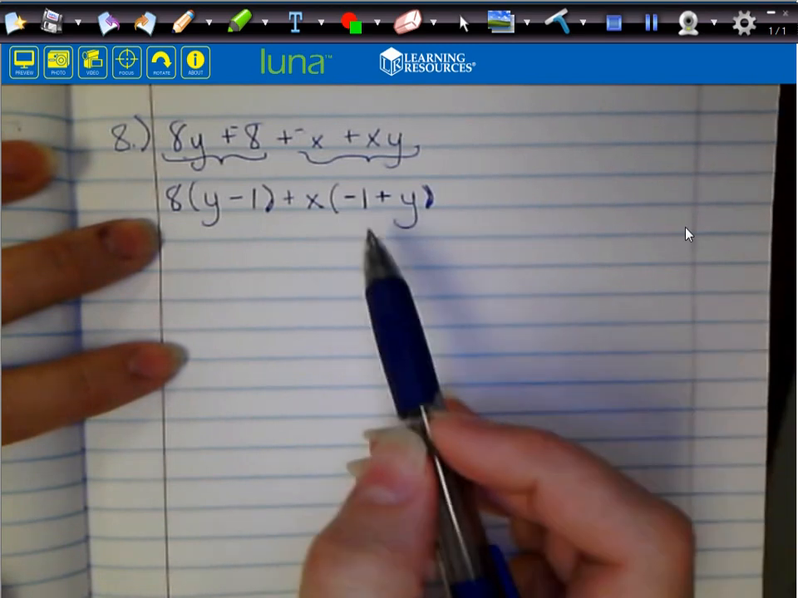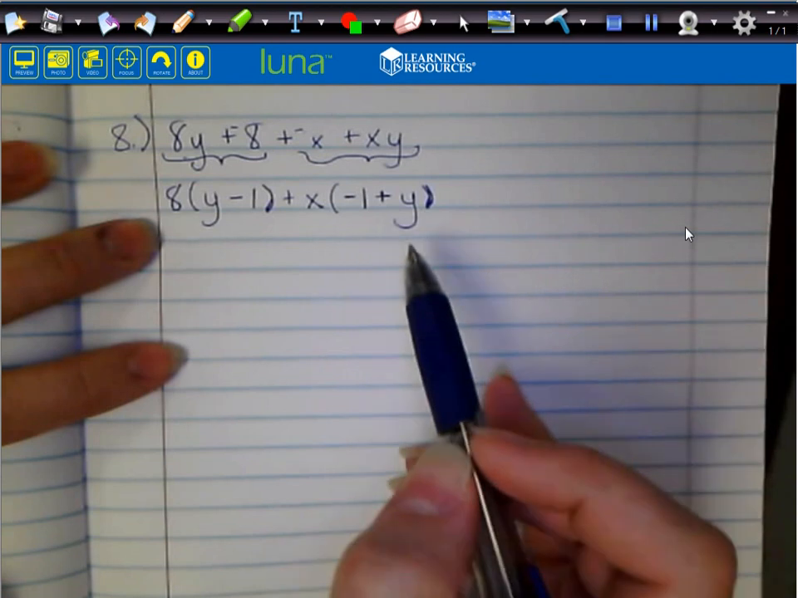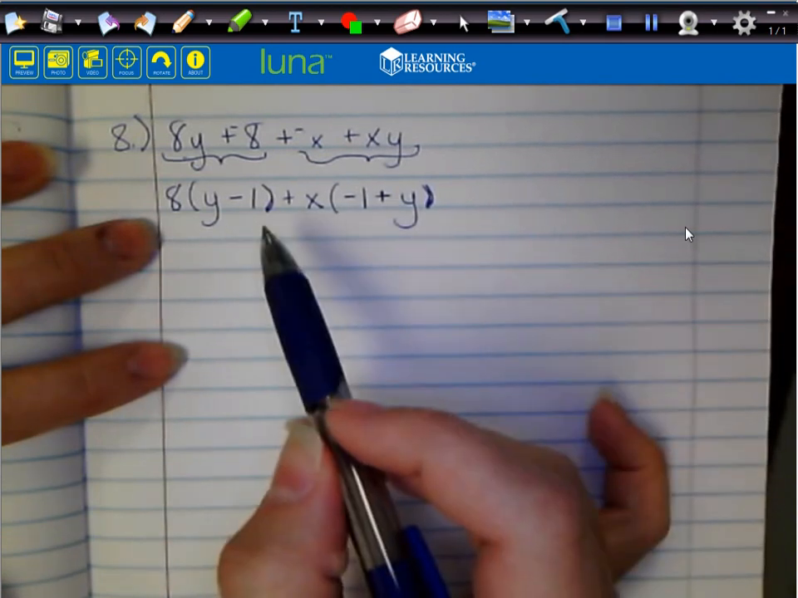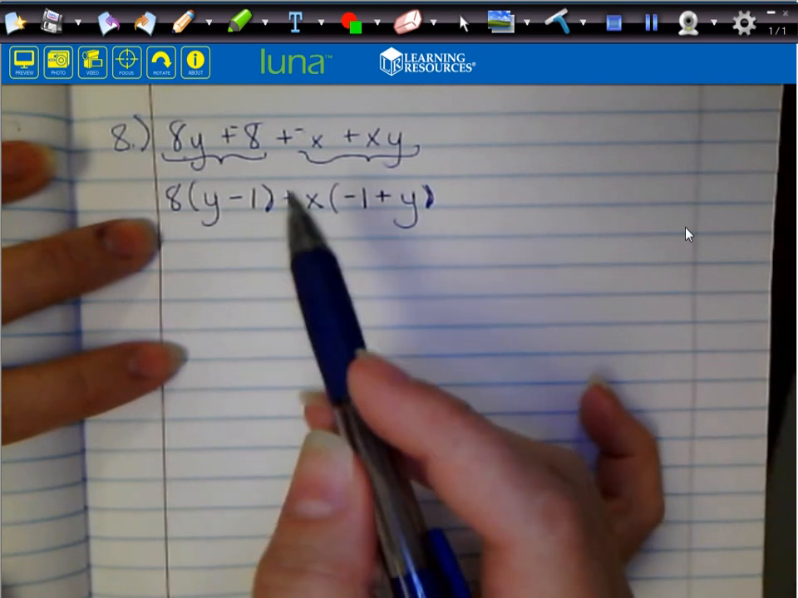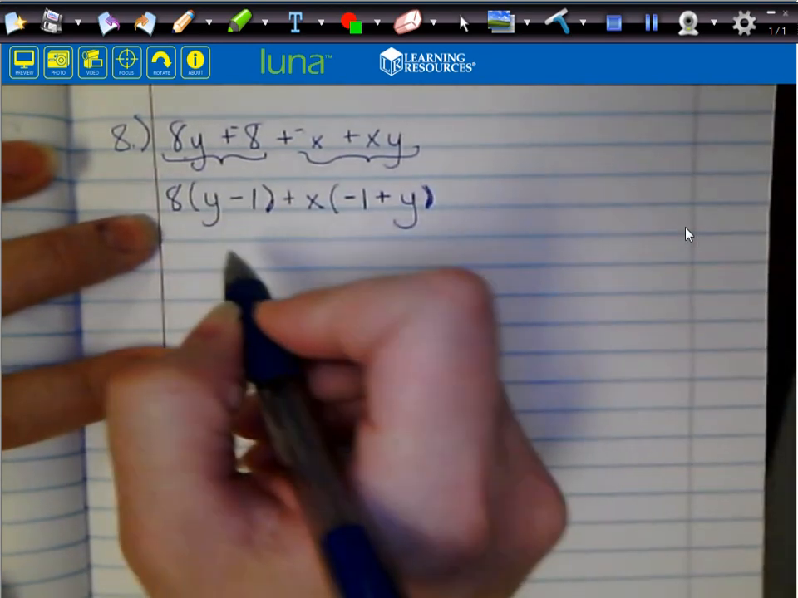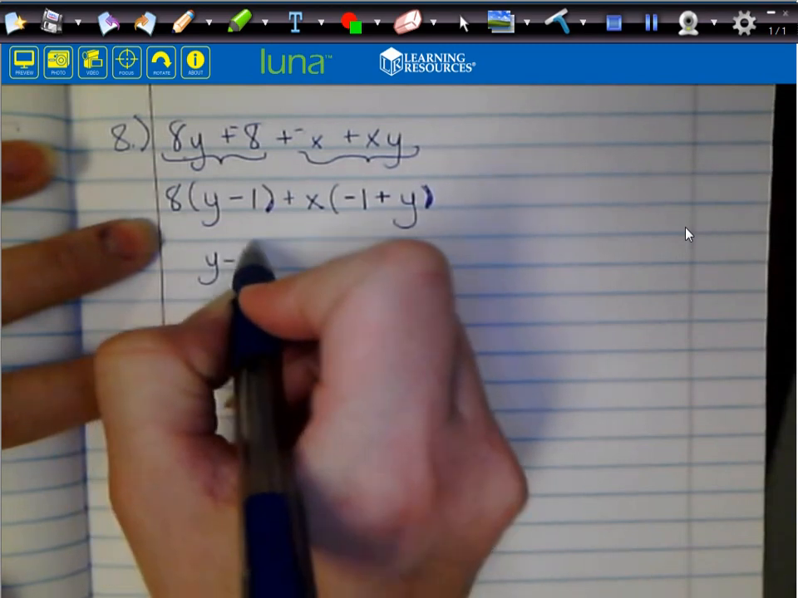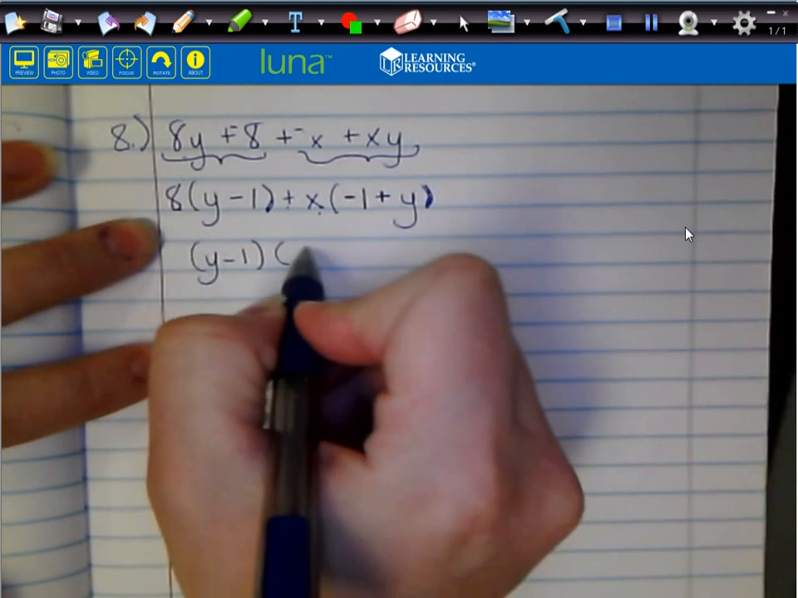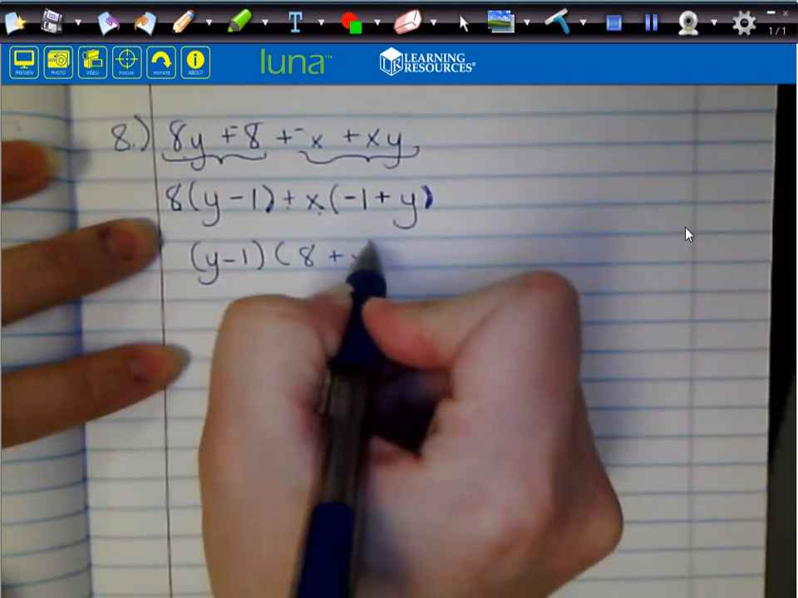Those are the same thing. Y minus 1 and negative 1 plus y are the same thing because both of my y's are positive, both of my 1's are negative. So that is the exact same thing. So I can go ahead and put that in parentheses, and I'm just going to say y minus 1. And then here I have 8 plus x. So I'm going to say 8 plus x.